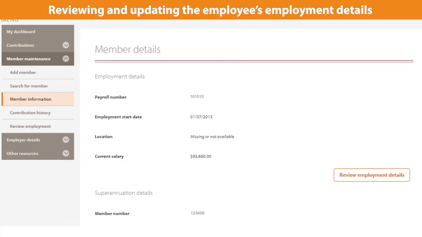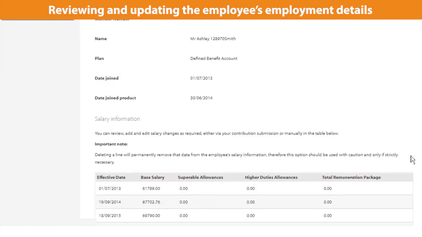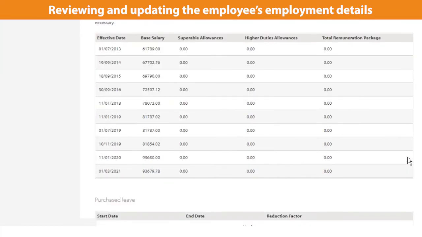Before you complete a cessation advice, it's critical that you thoroughly review the employee's employment details in EOL and make sure these details match exactly with those in your payroll system. This includes all service dates, historical salary changes, purchased leave, service fraction, and leave without pay. On the Member Information screen, click on the Review Employment Details button so you can view the employee's historical salary and employment details. Check that they match the details in your payroll system.